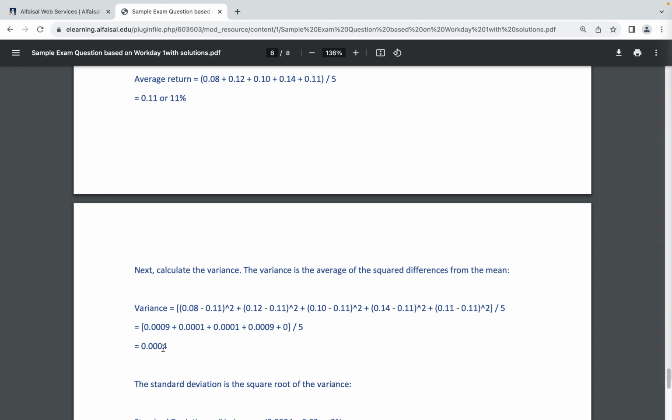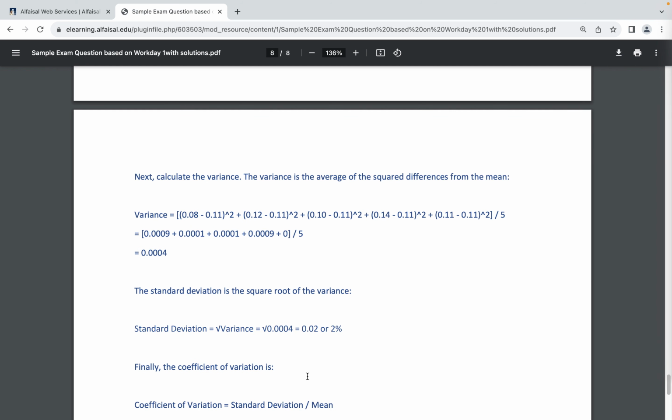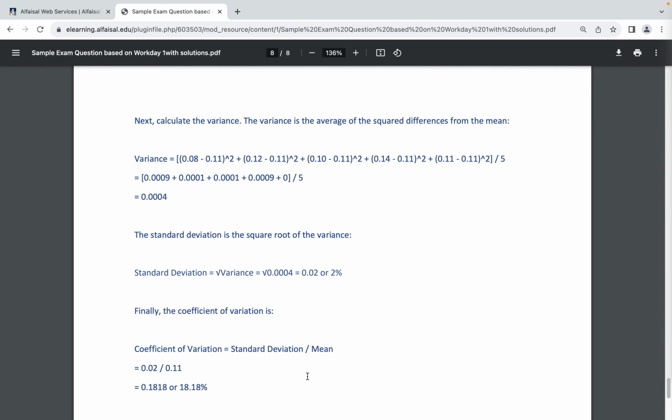And we can see our variance figure is 0.004, which we don't really know how to conceptualize. So again, we'll stick that into a standard deviation formula, and we see that our standard deviation is 2%. So in order to understand the coefficient of variation, effectively we take our 2% and divide it by the mean. And in this instance, we get 0.1818, which is 18.18%.